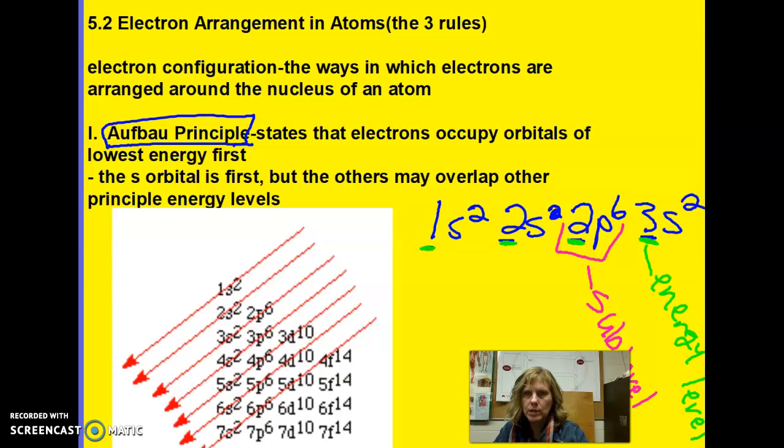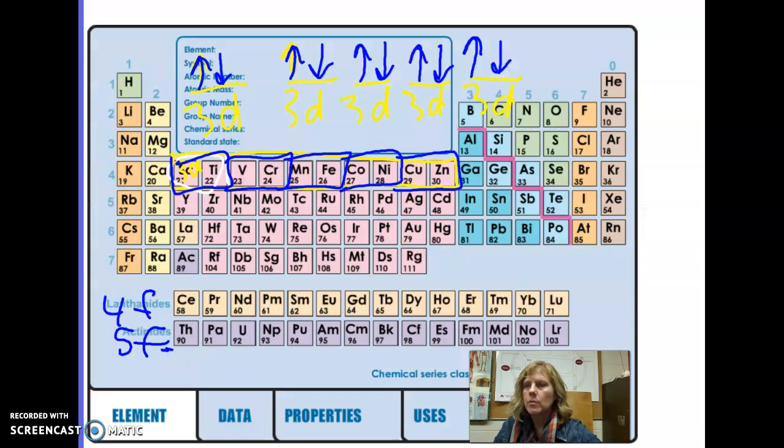So, the three rules that govern where we find those electrons. The first one, the Aufbau principle, states that electrons occupy orbitals of lowest energy first. So when we started writing these electron configurations, we said, as we move through the periodic table, we always fill the 1s orbital first. When that's full, then we move to the 2s orbital. When that's full, the next one in line is the 2p orbital. And of course, it follows the periodic table.